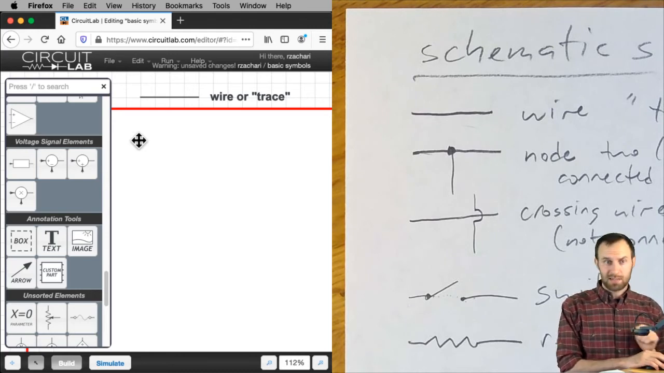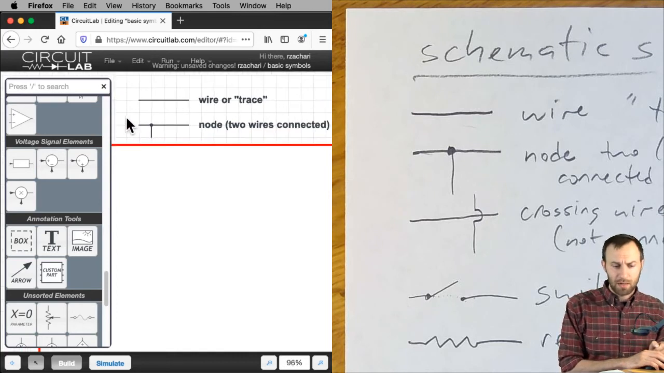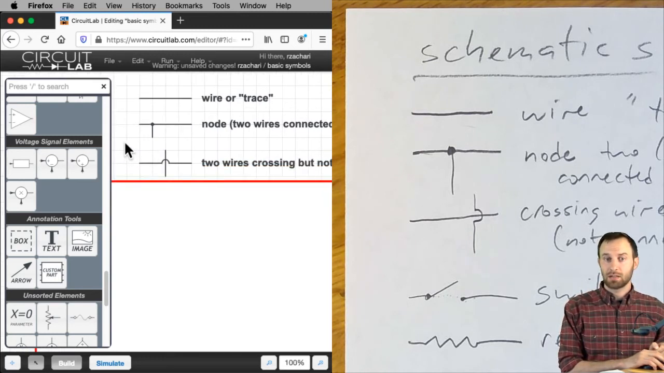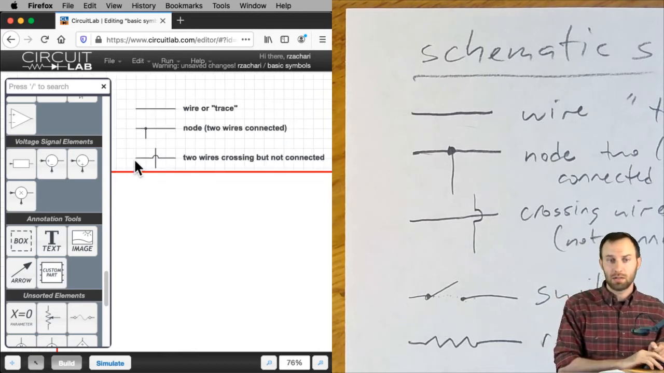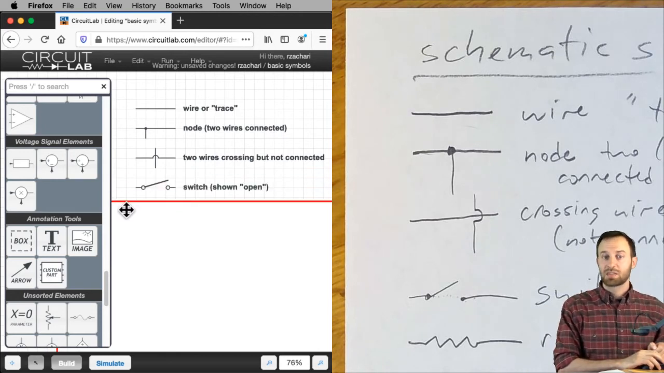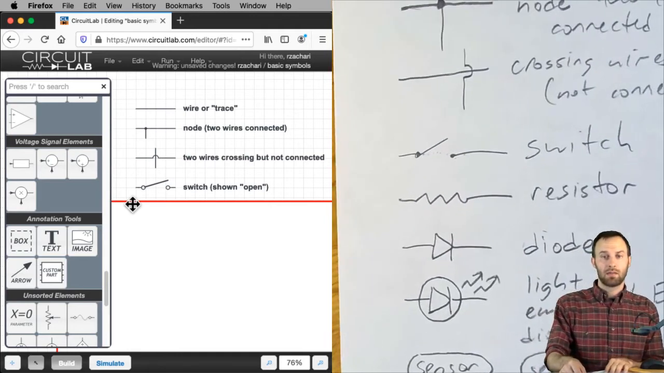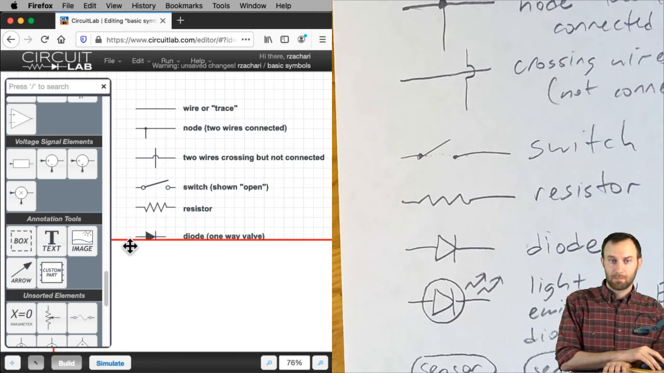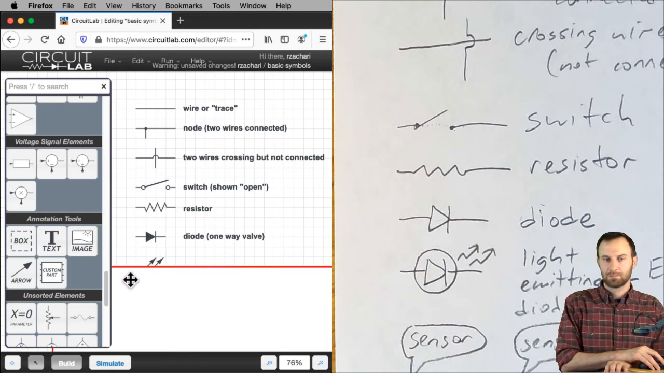So wire or trace, that looks pretty much the same as we've seen. There's a node. So we see those two wires are connected with a little dot. It could be a pretty subtle little dot, but it's there. Two wires crossing but not connected. That's just like we've seen. Notice that the little hop could go horizontally or vertically. Doesn't really matter. A switch, and as noted, that switch is open in the drawing there. A resistor, that's pretty much the same. A diode, so they have filled their diode in. I left mine open, doesn't matter.